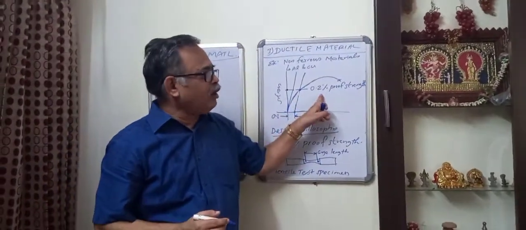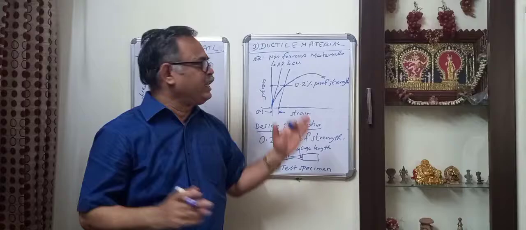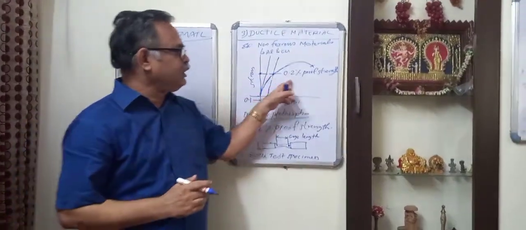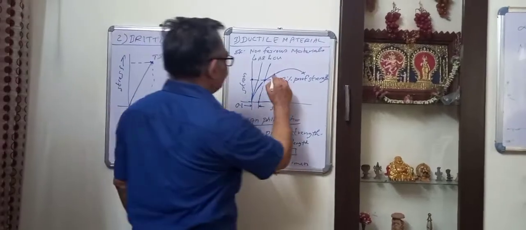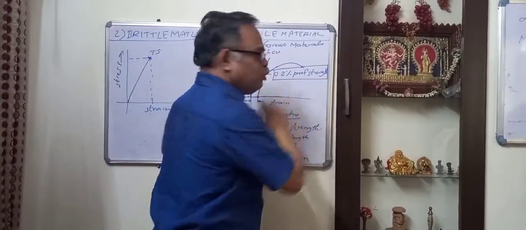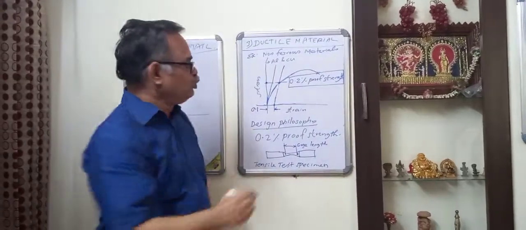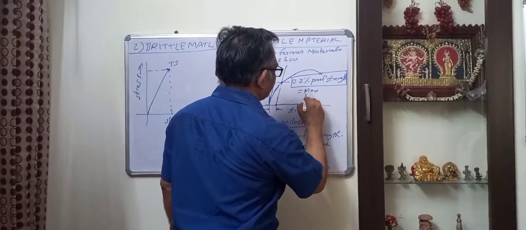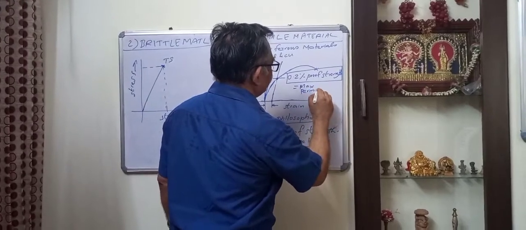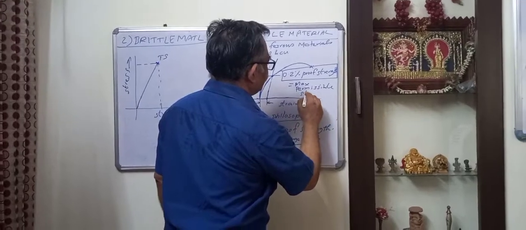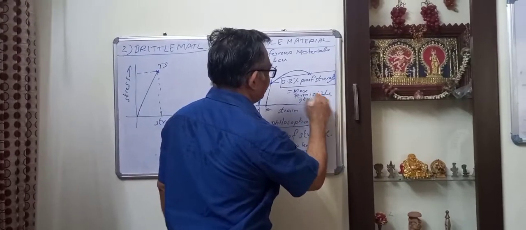So in all the cases where the material is ductile, like aluminum or copper, we have to state the 0.2% proof strength as the maximum permissible stress. So this should be equal to the maximum permissible stress. The 0.2% proof strength is the maximum permissible stress, right?